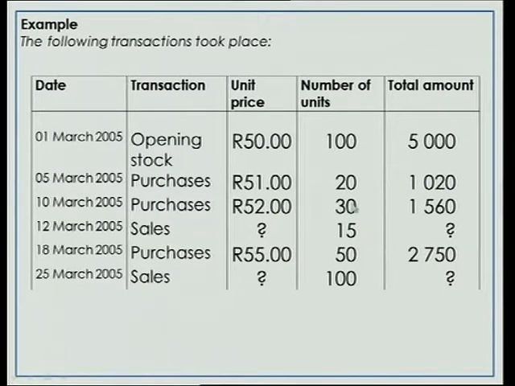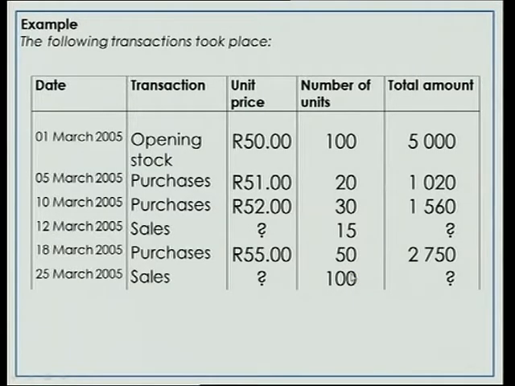Then we purchased another 30. The price went up with another rand, so now it was 52. Total cost 1,560. And then we had sales. We sold 15 units. Then there were purchases again. Once again, the price went up. And then we had sales of 100.